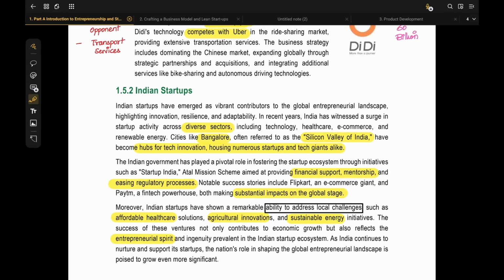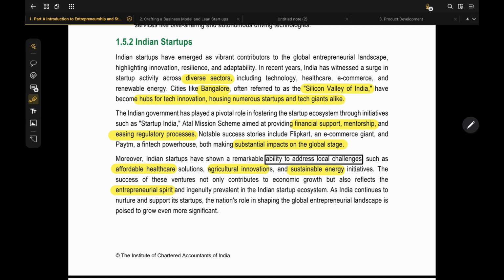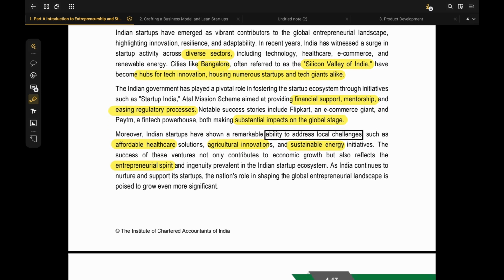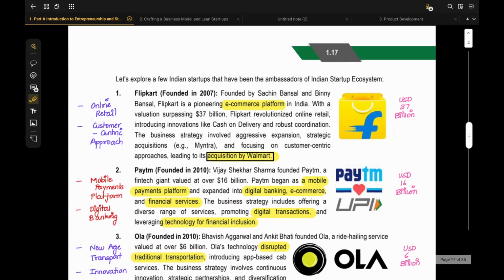Okay. Next we can go to Indian startups. In Bangalore, the Silicon Valley of India, we have a lot of tech innovation startups. And then there are schemes like Startup India and Atal Innovation Mission. Like that, we are getting schemes from the government for helping the startups. And then Indian startups have a remarkable ability to address local challenges. They think from the mindset of the people in India. So it resonates very much with the audience and people can connect to it easily.